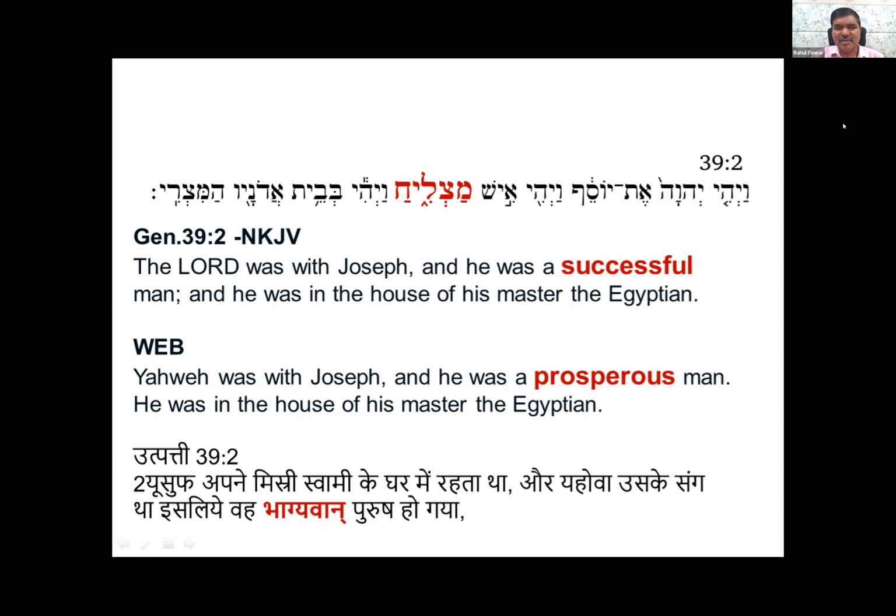But see, when I read that, I was really surprised. The Lord, Yahweh, was with Joseph and he was a successful, you know, the WEB translation says he was a prosperous man. And the word Salak in Hebrew means successful prosperity. Prosperity, both meanings. And when I heard that, I was filled with joy. Because see here, can you imagine a person in bondage, sold as a slave, and in slavery, he was a successful man?